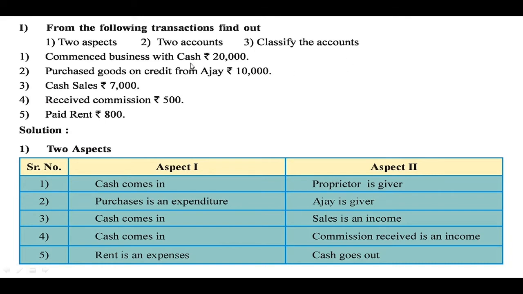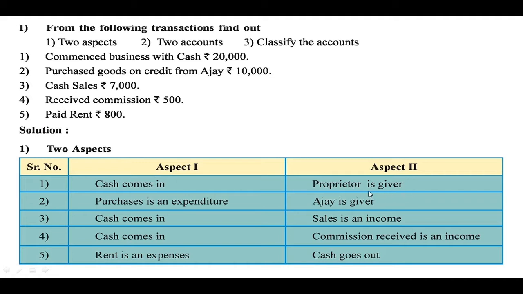So in the first transaction, we are going to identify which 2 aspects are involved. So here it is given that when the businessman set up the business, at that time cash comes in the business because he invests cash. And the proprietor is the giver because he brings the cash in the business. He invests capital in the business. So there are 2 aspects involved in the first transaction. First one is cash comes in, while the second one is proprietor is the giver.